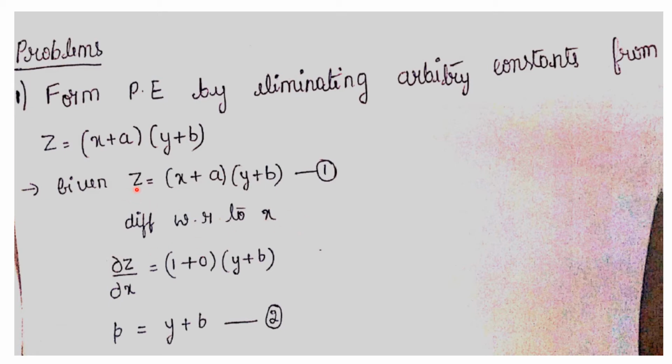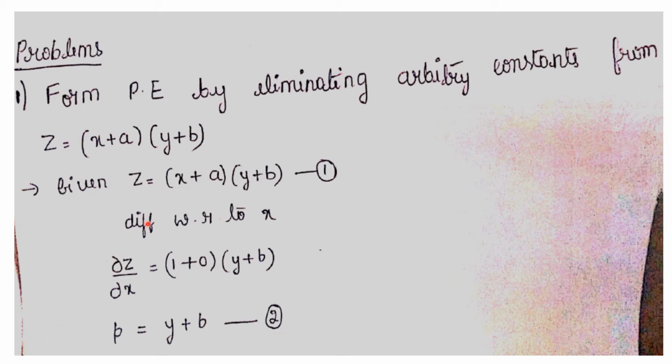What is the partial differentiation of z with respect to x? We denote partial differentiation as dou. So dou z by dou x equals the derivative of the RHS. Partial differentiation of x with respect to x is 1, plus a is a constant here, so the partial derivative of a with respect to x is 0, times (y + b) as it is. We denote dou z by dou x as p. Therefore, p = (1 + 0)(y + b), which is y + b. Let me name this as equation 2.